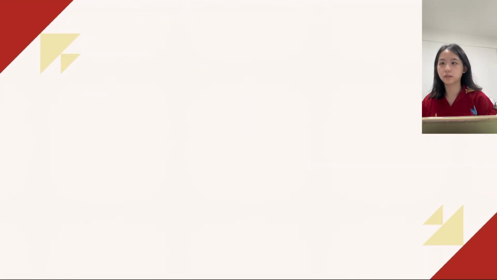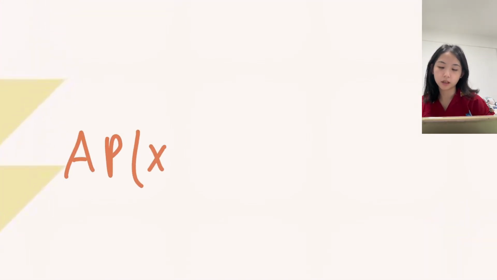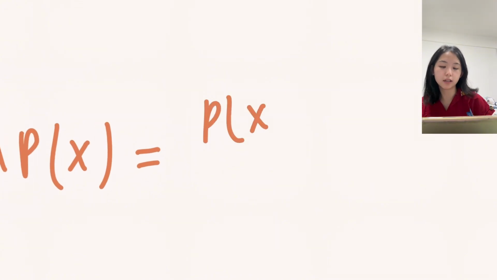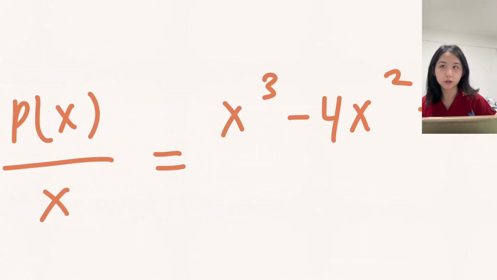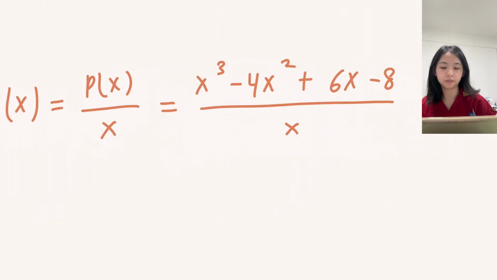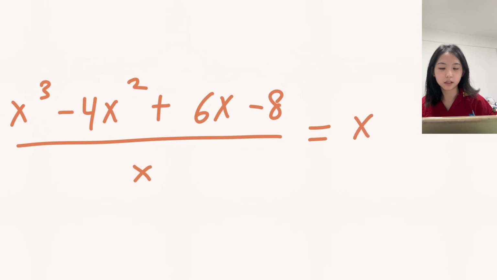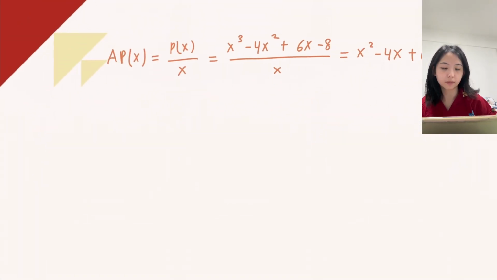The average profit function is denoted as AP of x, and it's basically just P of x over x. And P of x is x to the power of 3 minus 4x squared plus 6x minus 8, over x, because it produces x units. And the result is x squared minus 4x plus 6 minus 8 over x. And this is the average profit function.